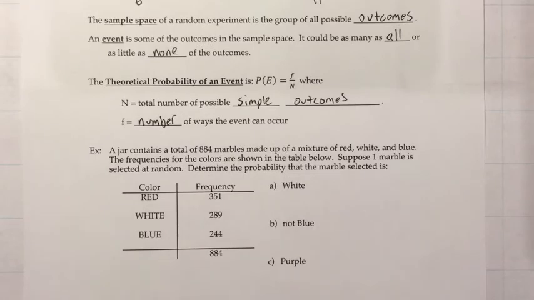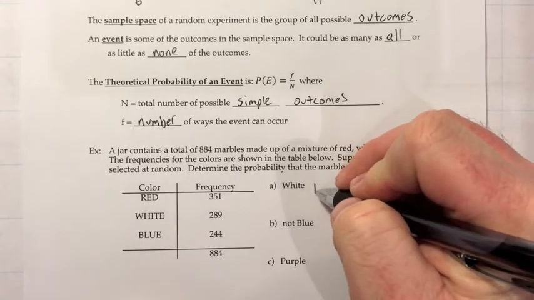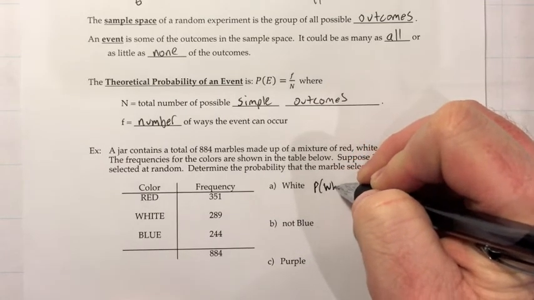A jar contains a total of 884 marbles made up of a mixture of red, white, and blue. The frequencies for the colors are shown in the table below. Suppose one marble is selected at random. Determine the probability that the marble selected is white. All right, so this is very similar. We want to think about the probability of white. Here's some notation we might use for that.